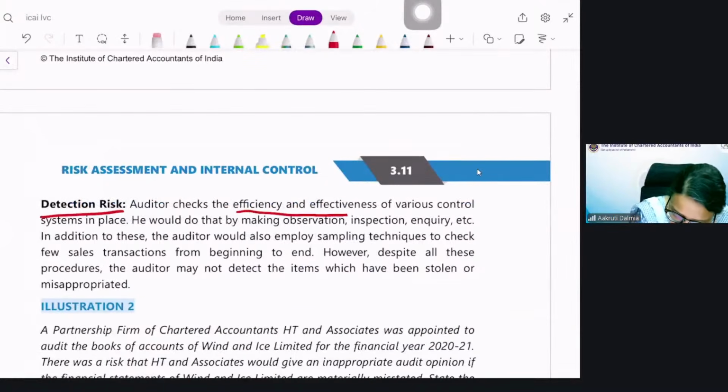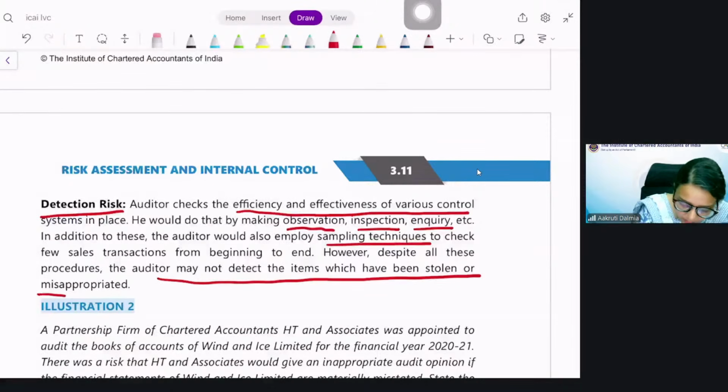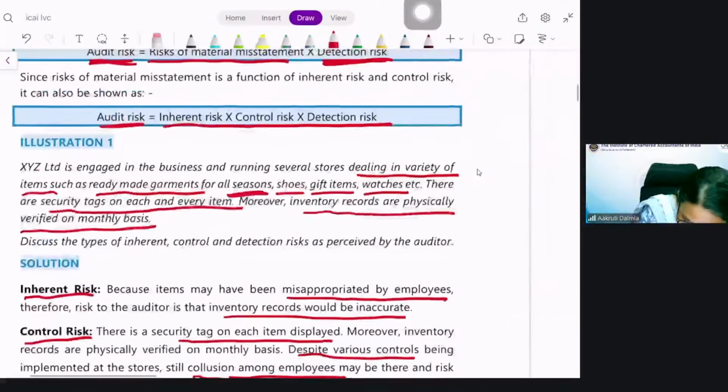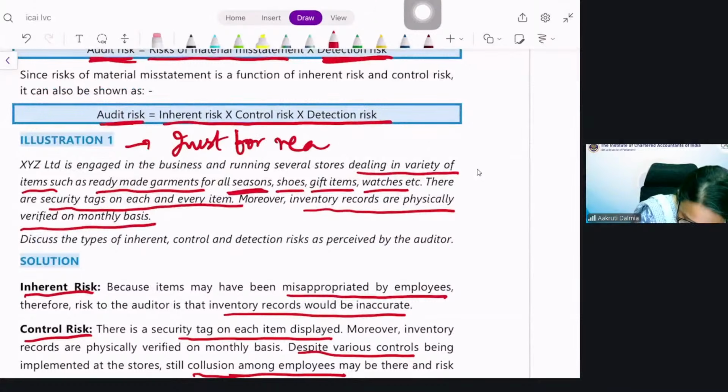Auditor checks the efficiency and effectiveness of various controls. He could do that by making observation, inspection, inquiry. In addition to this, he can do sampling. However, despite all this, auditor may not detect the items that have been stolen or misappropriated. So these are just examples, just for reading. Okay, this is not to memorize. This is just for reading, just for understanding.